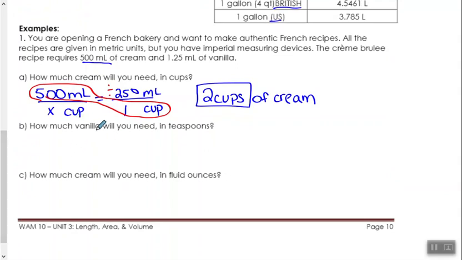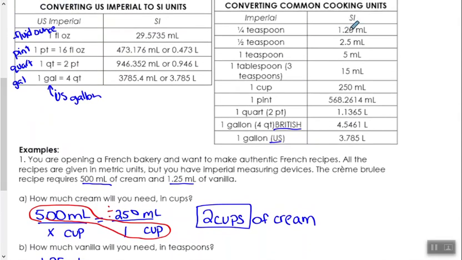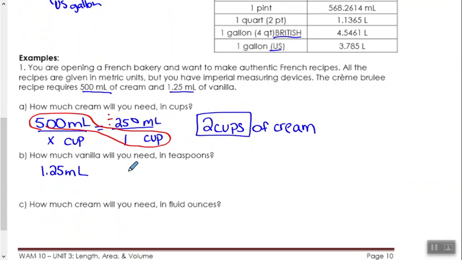Next, vanilla. So taking a look, I have 1.25 milliliters of vanilla. And looking up here, 1.25 milliliters is right here, and that is going to be 1/4 of a teaspoon. So 1.25 milliliters is going to be 1/4 of a teaspoon of vanilla.